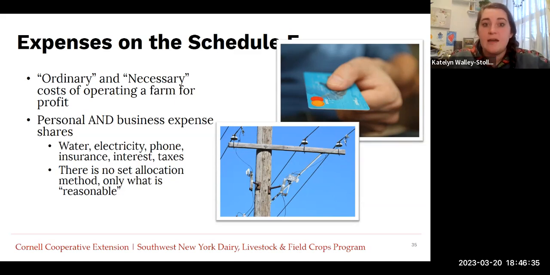This is really helpful when you're buying big ticket items like tractors, right? Or an ATV. As long as more than 50% of the use of whatever you're buying is for your farm business, and you're operating as a farm business, then you can use the ST-125 to not have to pay sales tax at the time of purchase.